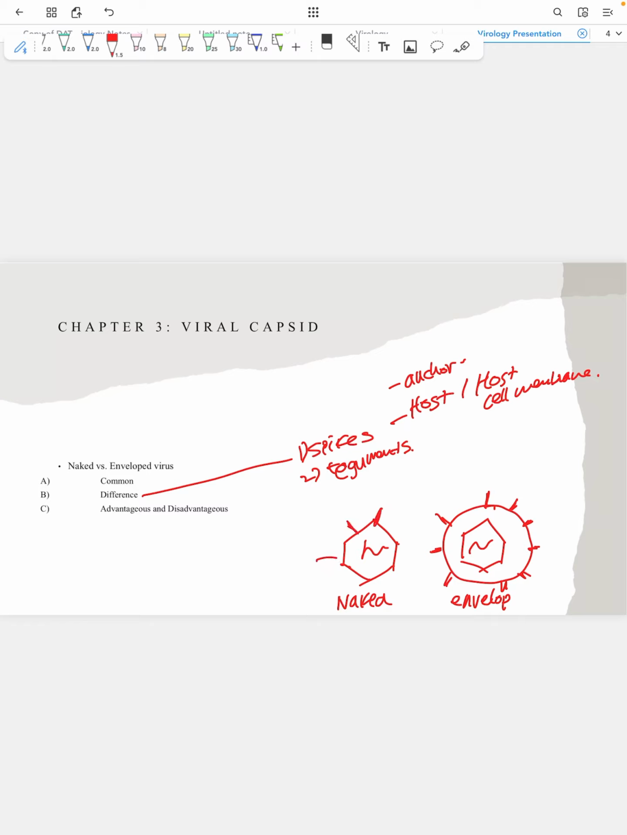and for the naked virus, it is coming from the capsid. So it will be very difficult for the naked virus to have mutations on the spikes because they are integrated into the capsid, while the envelope has spikes on its envelope, which more easily undergo mutation.